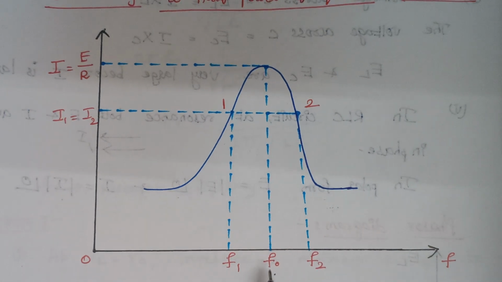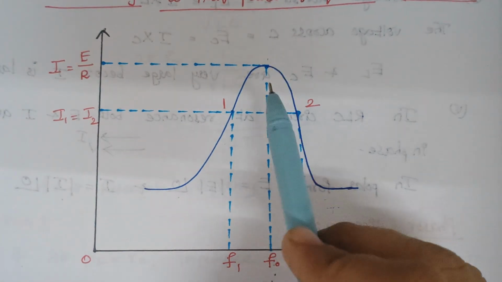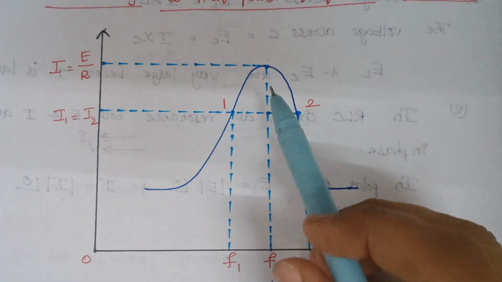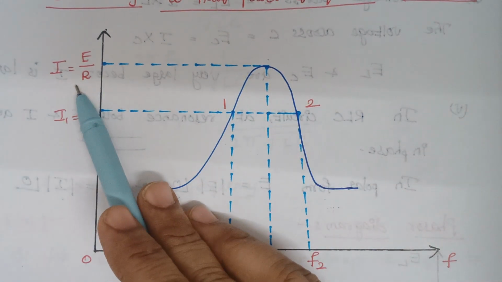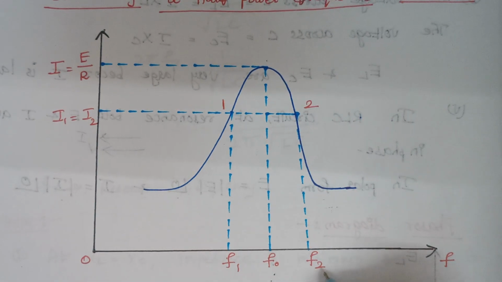So here F0 is the resonant frequency. At resonant frequency you can see the current is maximum, right? And the respective value of current at resonant frequency is denoted as I here. And the next two frequencies are F1 and F2, right?